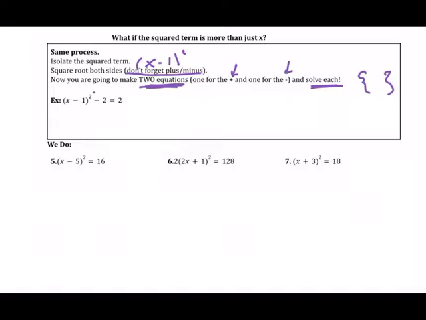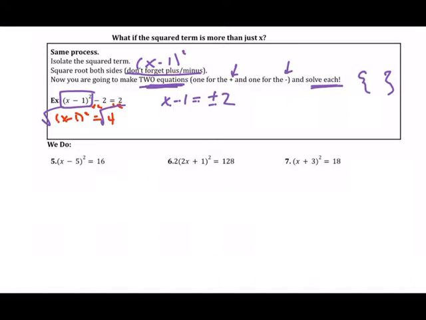So here we go. I'm going to put a box around my squared term here on this example. If I want to isolate that, what do I need to do? I need to add 2 on both sides. So I'm going to have x minus 1 quantity squared equals 4. Now I have isolated my squared term, so I'm going to square root both sides. So I have x minus 1 equals plus or minus 2.